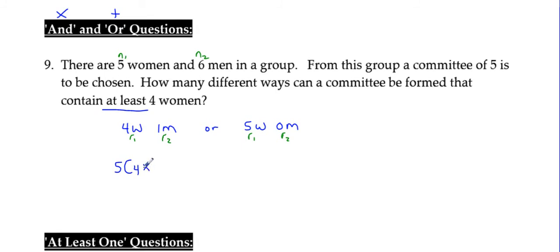And if there's 4 women, that means out of the 6 men, you have to have 1 because you need a committee of 5. So if 4 of them have to be women, then 1 of them has to be a man. So that's one case. Or you have another case where out of 5 women, we want 5 of them, and out of 6 men, you want none of them. And that works out to 31 committees.